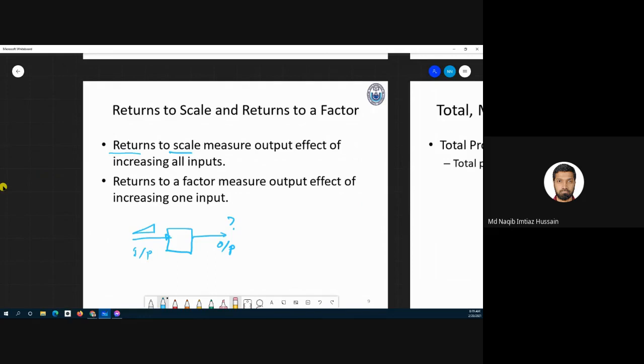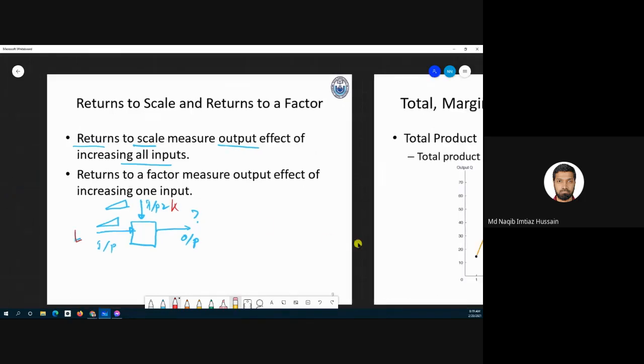It measures the output effect of increasing all inputs. If you have one input, you increase that. If you have another input too, you also increase that simultaneously. Suppose you are in a garments company, you need to input labor and capital, so you increase both of them.